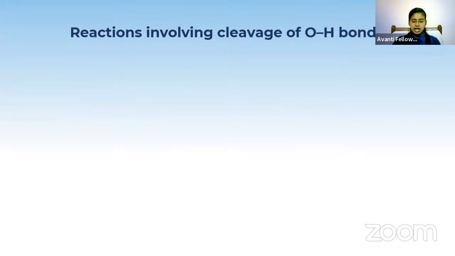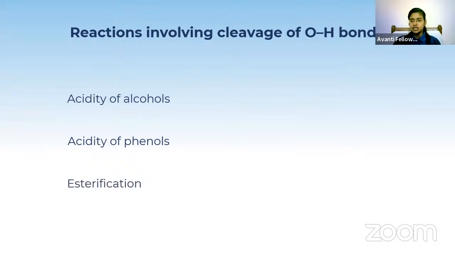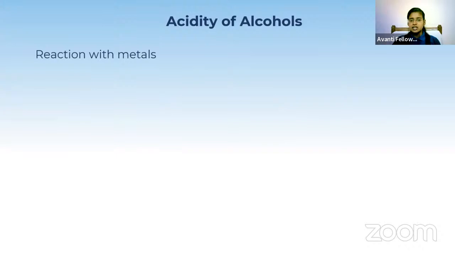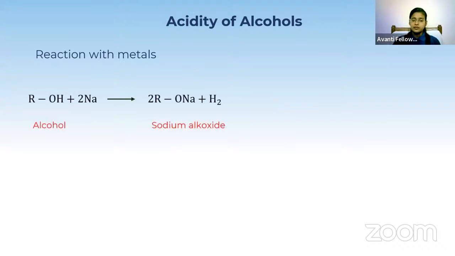So here the first reaction is about the acidity of alcohol. Secondly, we will discuss the acidity of phenols. And thirdly, I will discuss the esterification. So in all these three reactions, the OH bond will get cleaved. Okay. So let me start with the first reaction to study the acidity, and that is the reaction with metals. Take an alcohol and treat it with some metal. I have taken sodium metal here. So what will happen, you know, the OH bond will get cleaved.